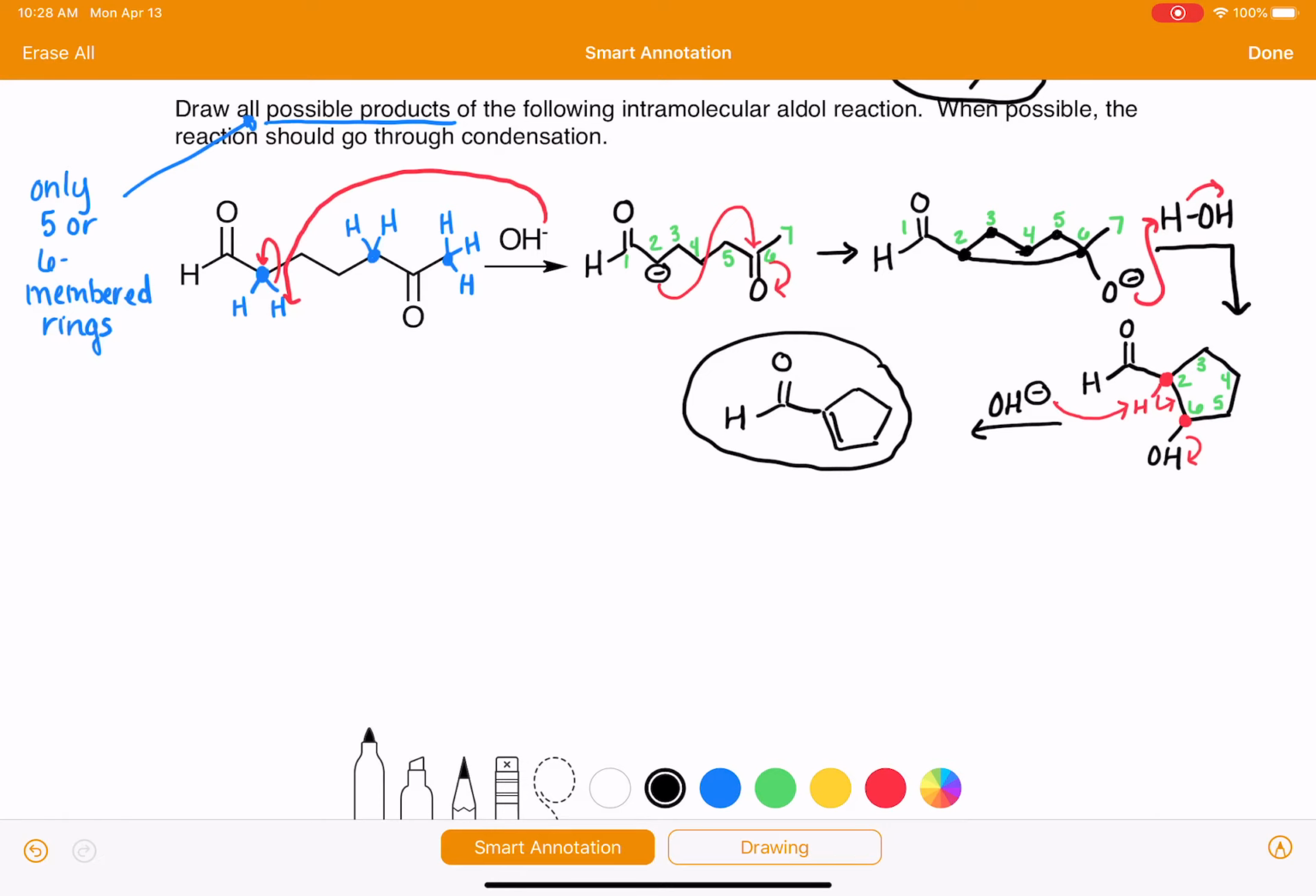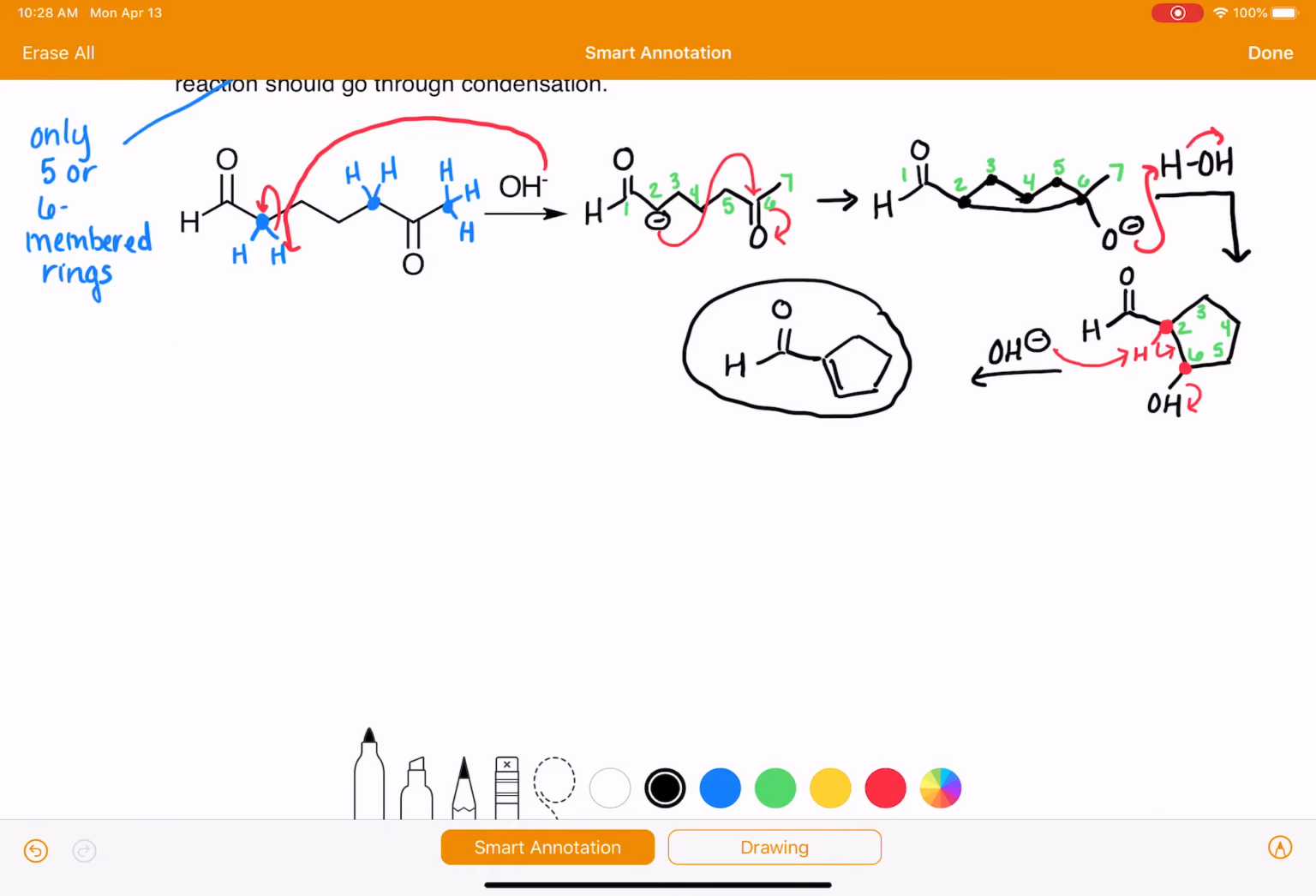That was just one. That came from removing one of these alpha hydrogens. So let's continue down with this dicarbonyl. I'm going to redraw it. I'm going to put the alpha hydrogens back on. We're not going to mess with these two guys because we've already tried them and they worked well.